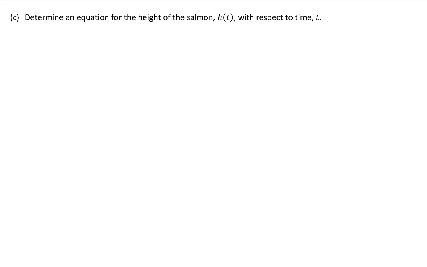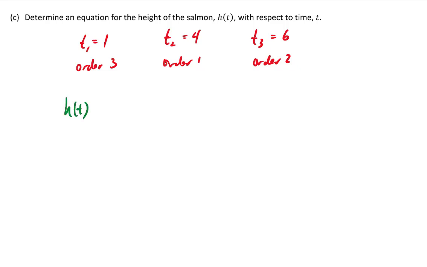Determine an equation for the height of the salmon, h of t, with respect to time. We have a zero at t equals 1 second, which is of order 3. We have a second zero at 4 seconds, which is of order 1, and a third zero at 6 seconds, which is of order 2. So this means our equation looks like the following. h of t is equal to a times (t minus 1) cubed times (t minus 4) times (t minus 6) squared.